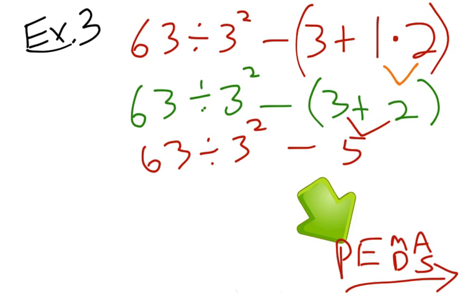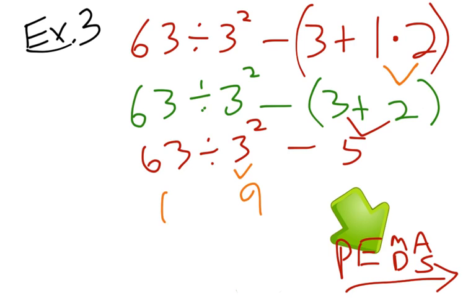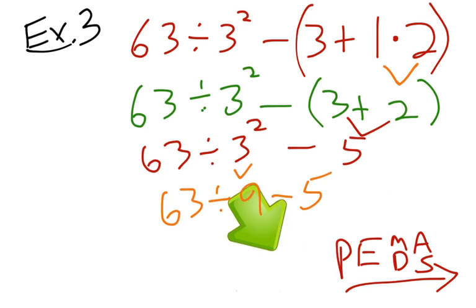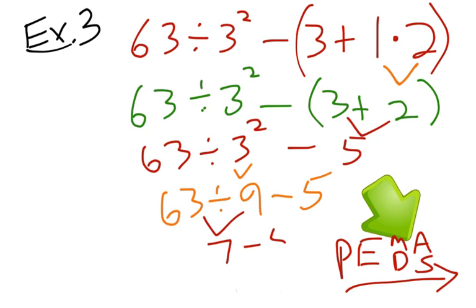And now we have exponents, so 3 squared. That means 3 times 3. So 3 times 3 is going to give us 9. So 63 divided by 9 minus 5. And now multiply and divide comes next, so we have a division sign. So we do 63 divided by 9, which gives us 7. Bring down the minus 5, and 7 minus 5 is just 2. All right, did you get that? I hope so. If not, watch the video again and see where you messed up.